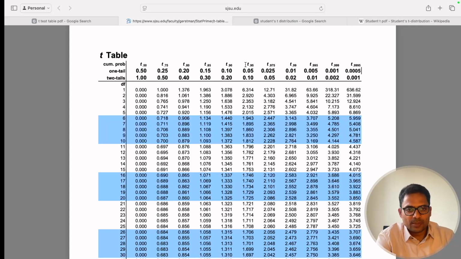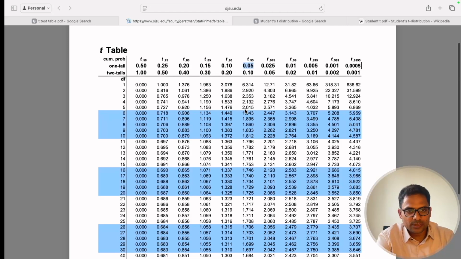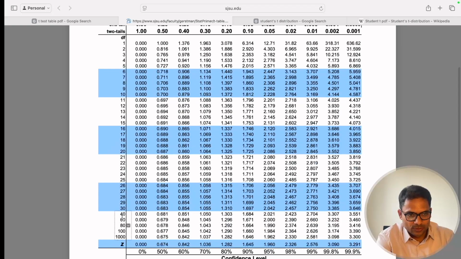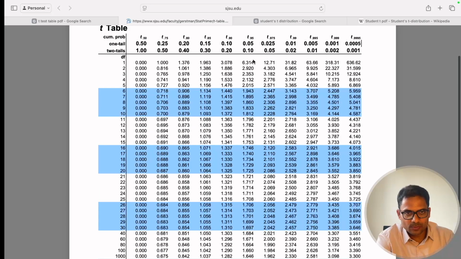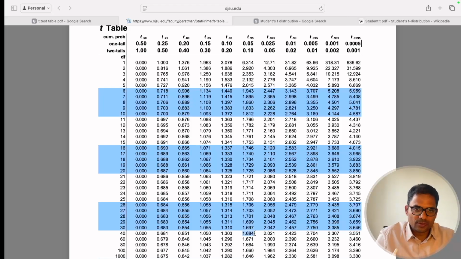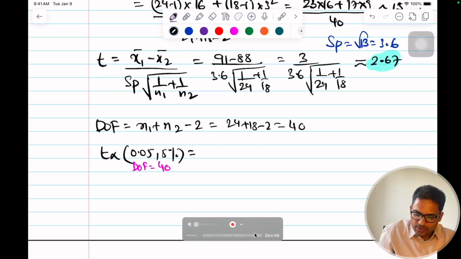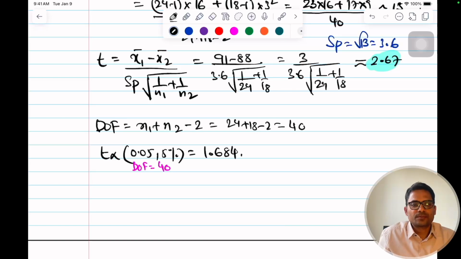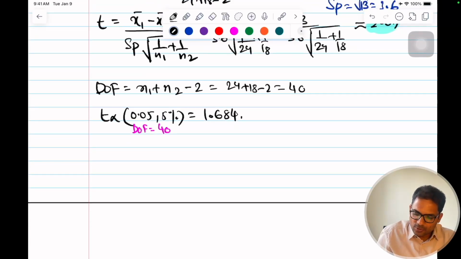So let's check the table again and find the degrees of freedom in this table. This is your same table, T.95, that is 0.05 for my one tail test. And then go down in this column to 40. If I keep traveling in the 0.05 column and come to 40, this will be 1.684. If you see the value, I'll highlight this. 1.684.